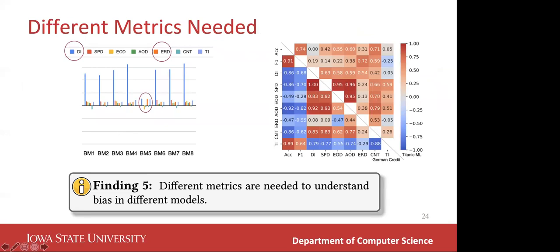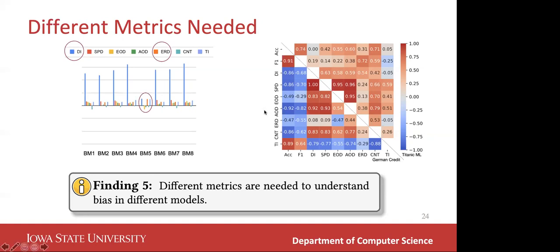We also saw that different metrics are needed. For this model, if we only consider DI, then we can see that this one is better than all other models. But if we consider only ERD, then the ERD is higher than for any of the other models. Since different metrics have different definitions and are not very consistent with each other, we need more research, and we need to measure many metrics.